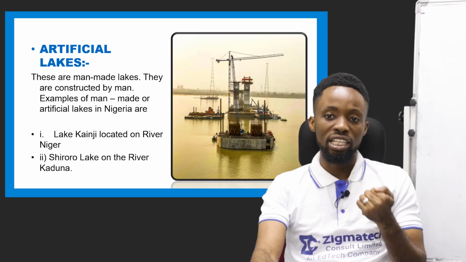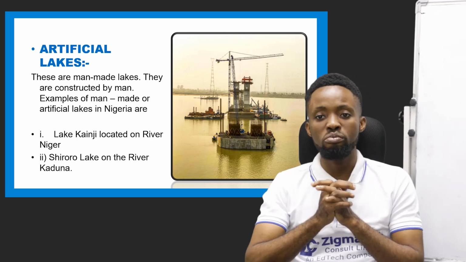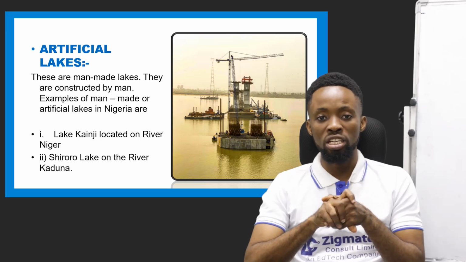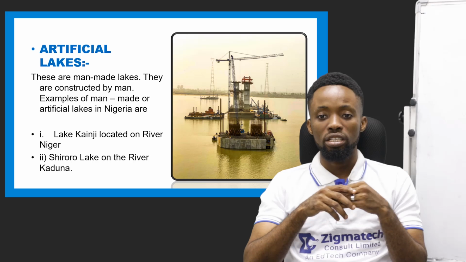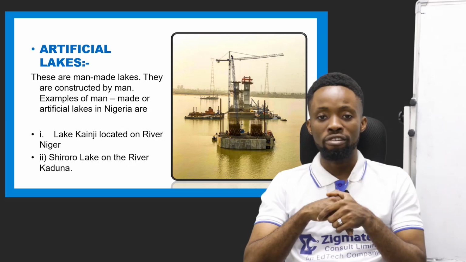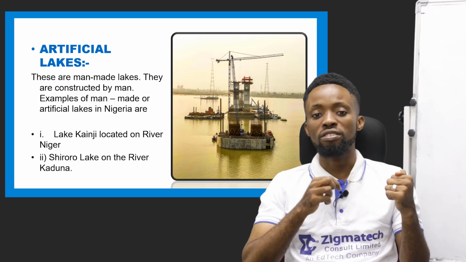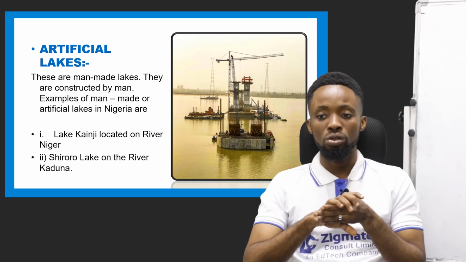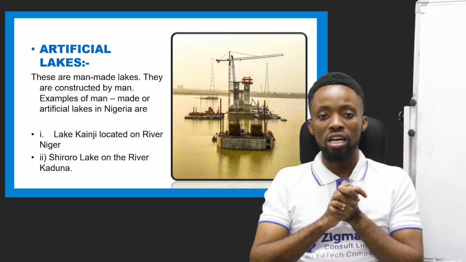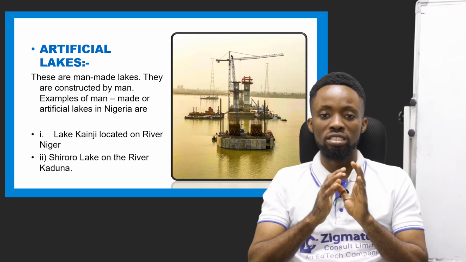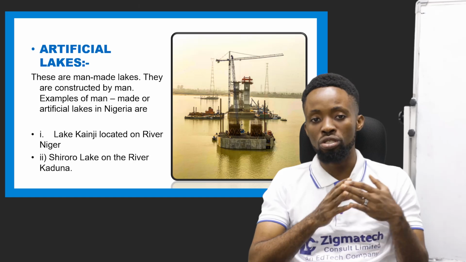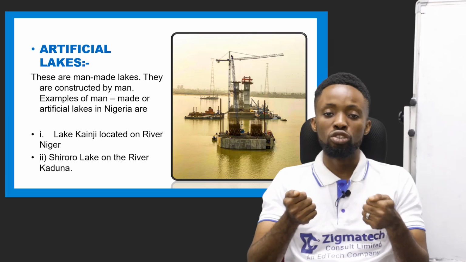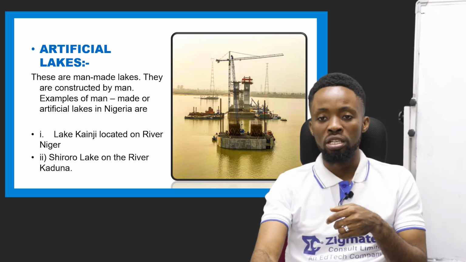So we also have the artificial lakes. Now, these artificial lakes are made by man, or you can say they are constructed by man. A good example of an artificial lake in Nigeria is the Kainji Lake that we have along River Niger, and also the Shiroro Lake that is found along River Kaduna. These lakes are made from dams, and they are important in the sense that they provide us with hydroelectric power. So most of the power we get in Nigeria is gotten from these artificial lakes.